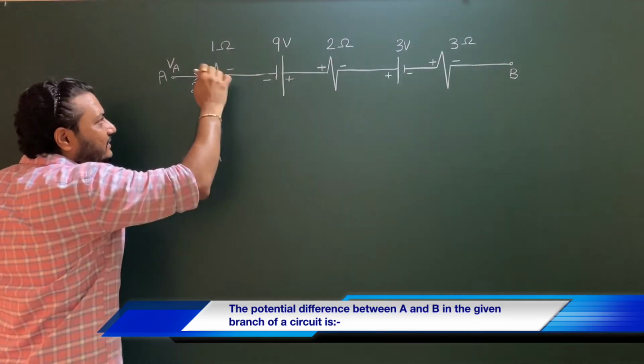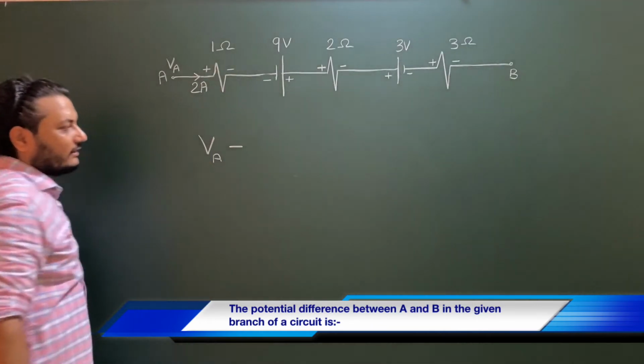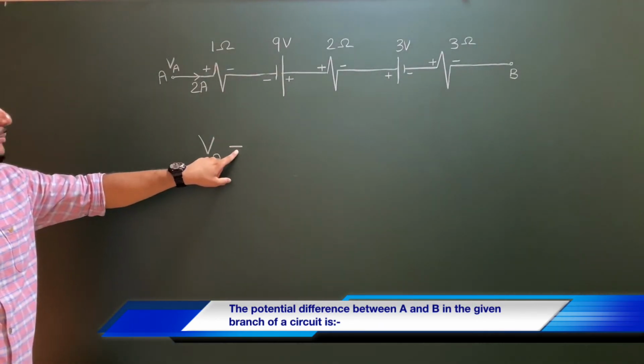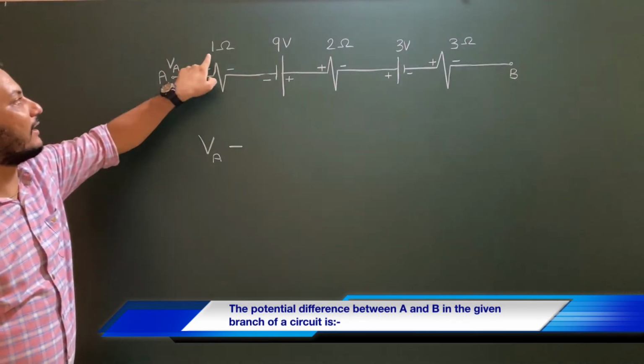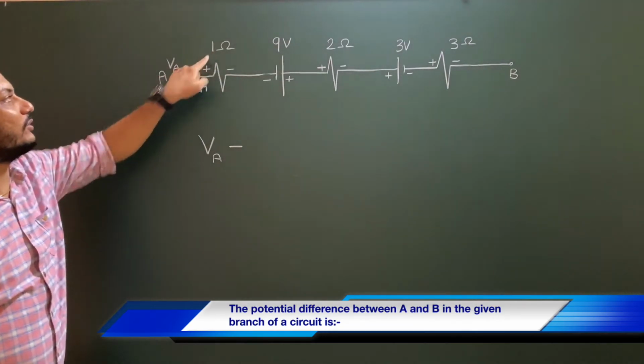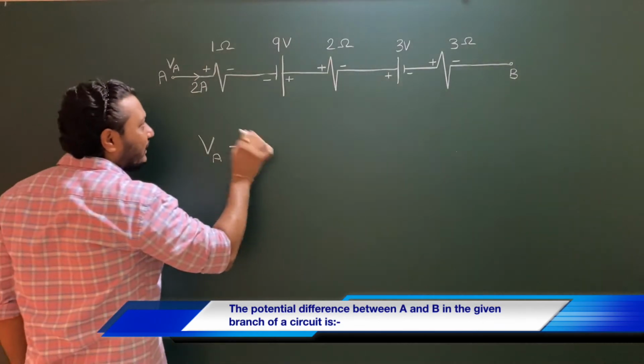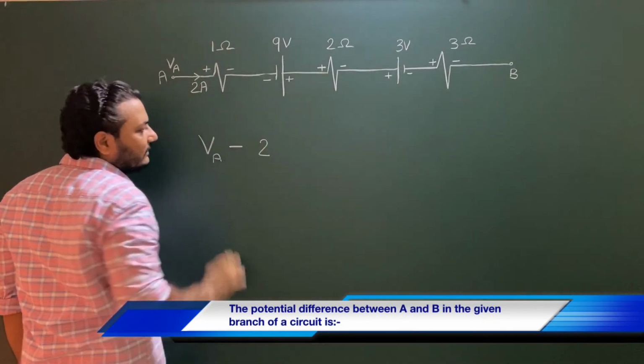Across this resistance there is some drop. Because of the drop I am using a negative sign, and how much is that drop? According to Ohm's law, V is equal to I into R. The I value is 2 and the R value is 1 ohm. So if you multiply these two, you will get 2 volt. So the drop across this resistance is 2 volt.